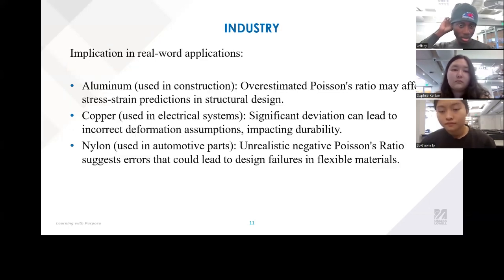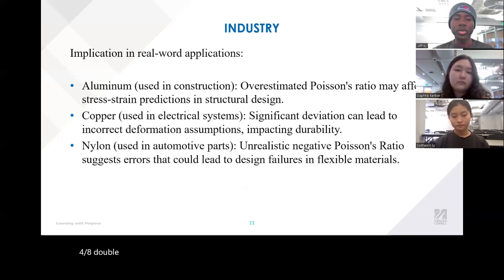Implications in real applications: for aluminum, that is a material that is used in construction. An overestimated Poisson's ratio may affect stress-strain prediction in structural design. Significant deviation can lead to incorrect deformation assumptions impacting durability. Nylon is used in automotive parts, and an unrealistic negative Poisson's ratio suggests errors that could lead to design failure in flexible materials.